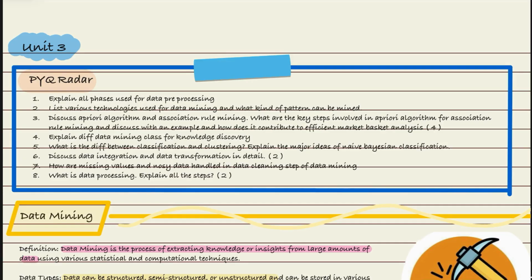So in this section, we are going to master the absolute step-by-step data pre-processing phases, in which we'll discuss the cleaning, integration, and we'll also talk about the transformation and reduction in detail. And then we'll talk about the Apriori algorithm and the association rule mining with the complete numerical, in which you will be able to understand the concept clearly.